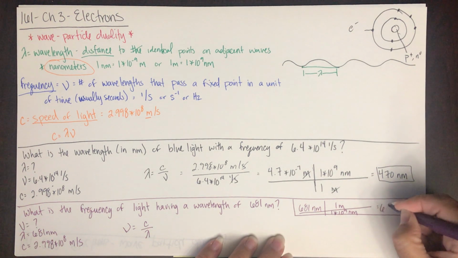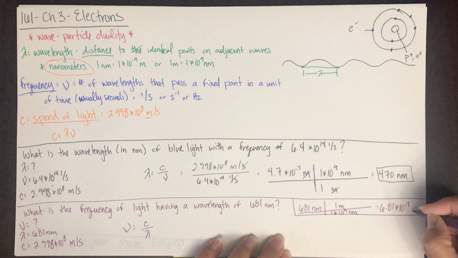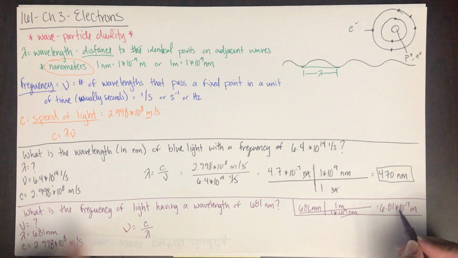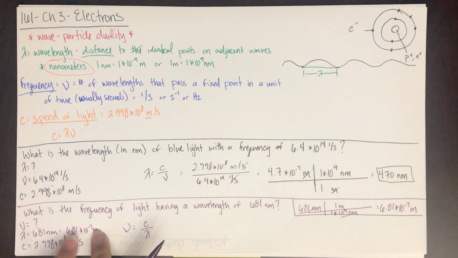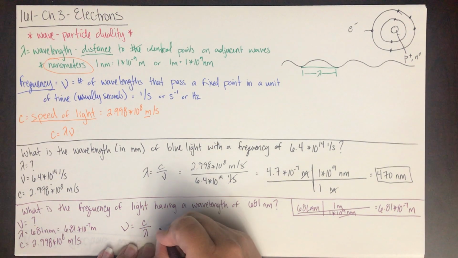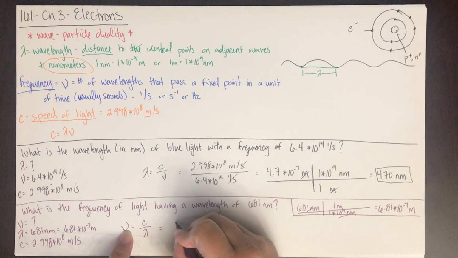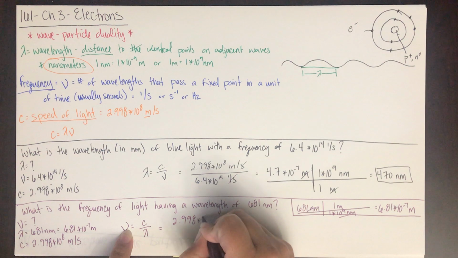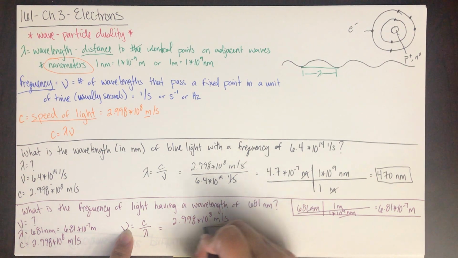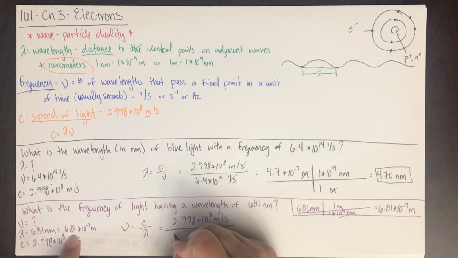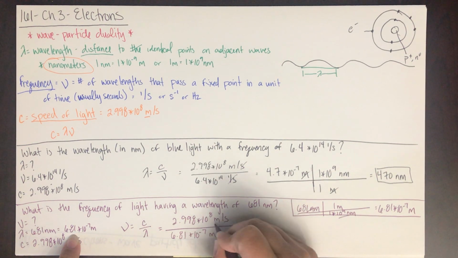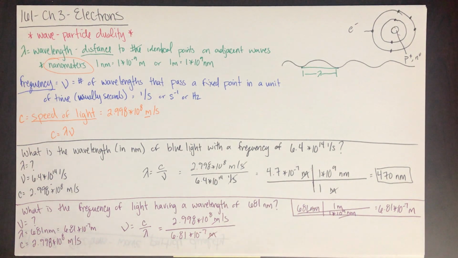to the negative 7th meters. So this is the number that I'm going to use, 6.81 times 10 to the negative 7th meters. This is the number that I'm going to use for the wavelength so that I can solve for the frequency. So let's say frequency equals speed of light, 2.998 times 10 to the 8th meters per second, over my wavelength that is in the correct unit of meters, 6.81 times 10 to the negative 7th meters. Meters will cancel. My answer is going to be in 1 over seconds.